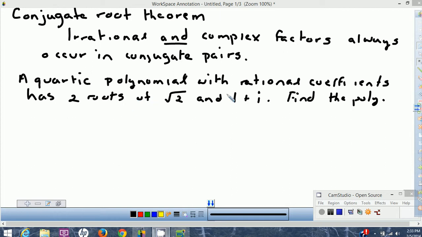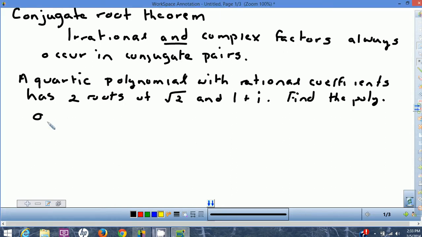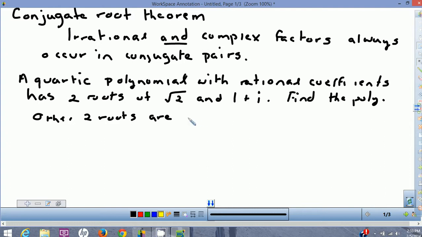A quartic polynomial with rational coefficients has two roots of square root of 2 and 1 plus i. Find the polynomial. Well, if I know that the square root of 2 is one of the roots of my function, and I know that 1 plus i is one of the roots of my function, the other two roots for this quartic function, which should have 4 roots altogether, would have to be the conjugate of the square root of 2, which is negative square root of 2, and the conjugate of 1 plus i, which is 1 minus i. So I have found my other two roots.